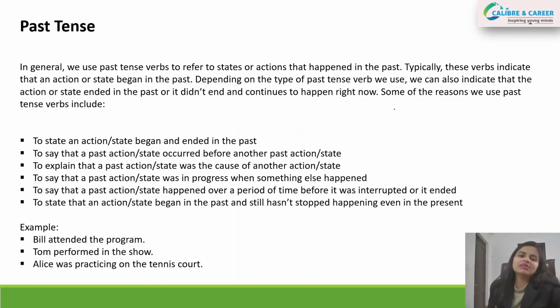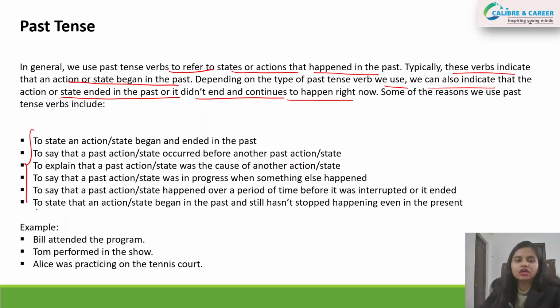Moving towards past tense. What is the meaning of past tense? The action that we are referring to has happened in the past. So we use past tense verbs to refer to states or actions that happened in the past. These verbs indicate that an action or state began in the past. Depending on the type of past we use, we also indicate that the action or state ended in the past, or it didn't end and continues to happen right now. Some of the reasons why we use past tense: to state an action that ended in the past, or to say that a past action occurred before another past action.